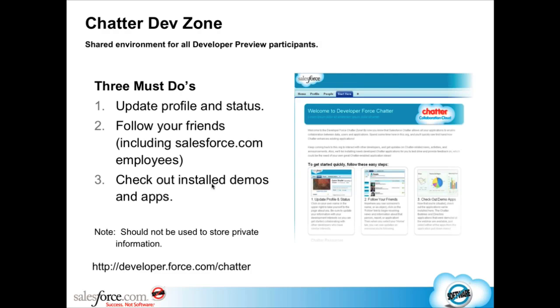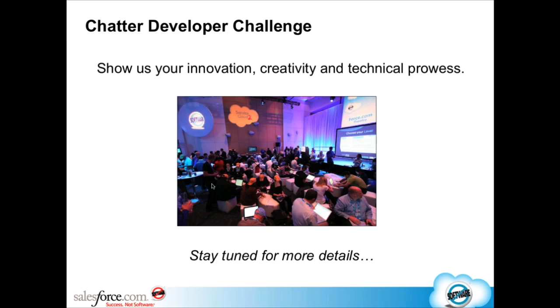Now, for feedback on the developer preview, use the Chatter discussion boards on developer.force.com, and also we have an ideas site for Chatter specifically that you can use to provide additional feedback back to our product management team. So follow the 3 must-dos that are shown on the screen, and you can also begin getting started with a wiki article that we've published today at developer.force.com/chatter.